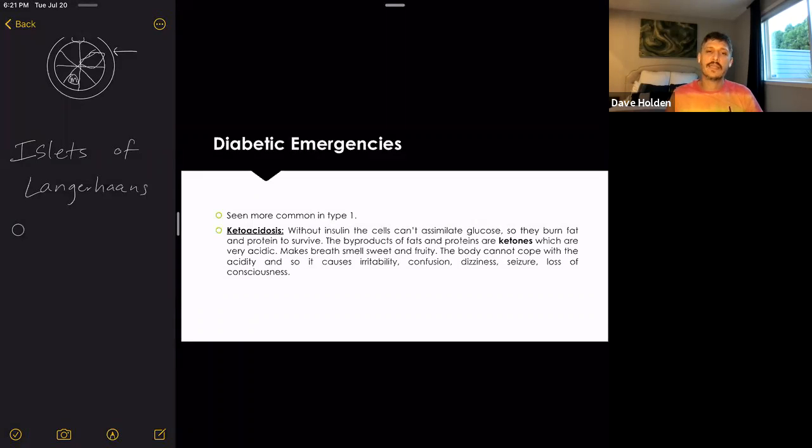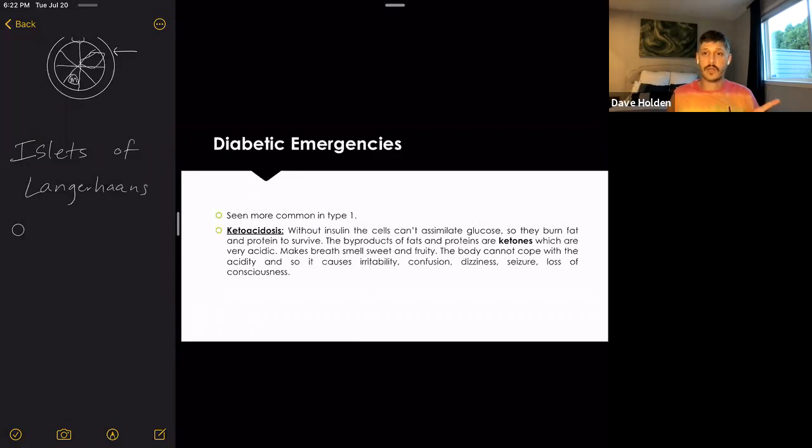Another diabetic issue is a condition called ketoacidosis. So again, since they don't have insulin, the cells can't assimilate glucose. So instead of burning this sugar for fuel, they start to burn fats and proteins. The burning of fats and proteins produces a byproduct called ketones, and ketones are acidic. The body can't cope with that extra acidity. So as the blood becomes more acidic, they start to get irritable, they get confused, dizziness, seizures, they can pass out.